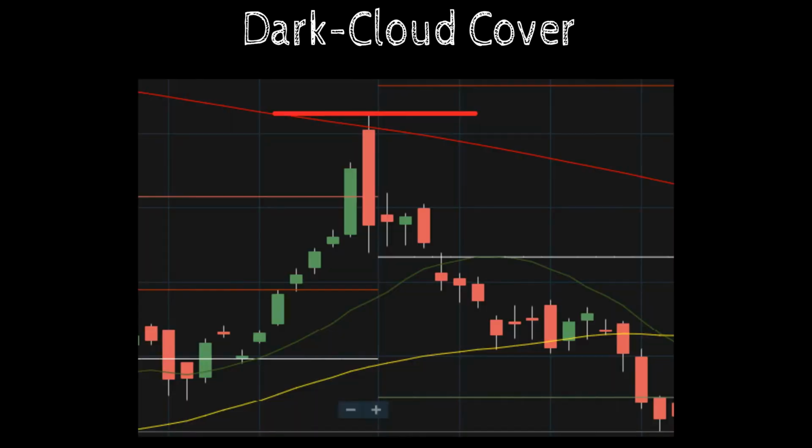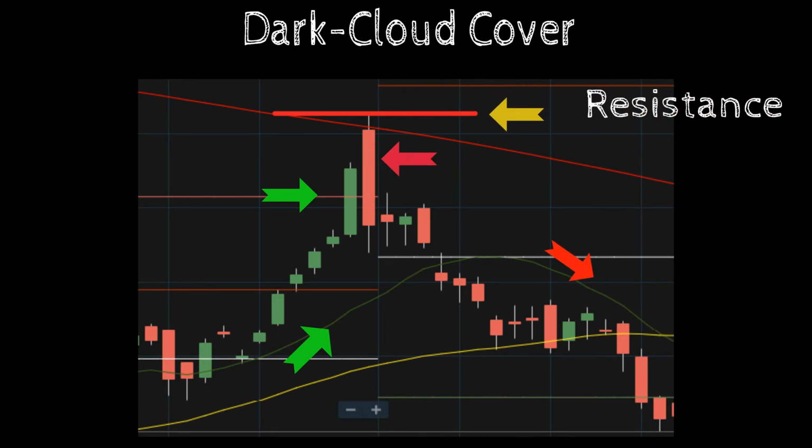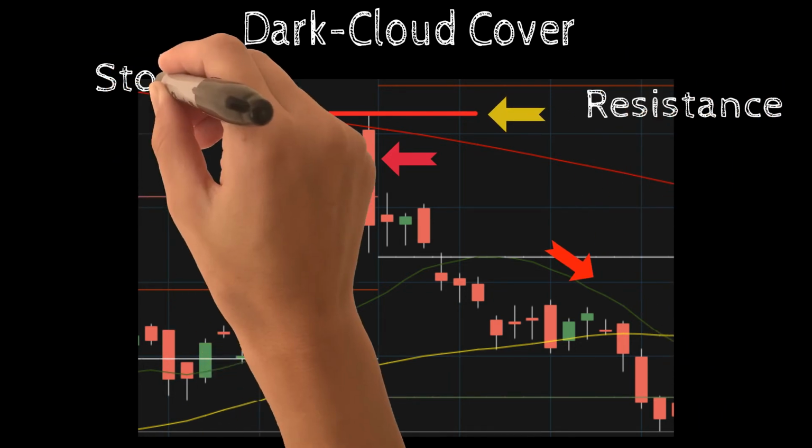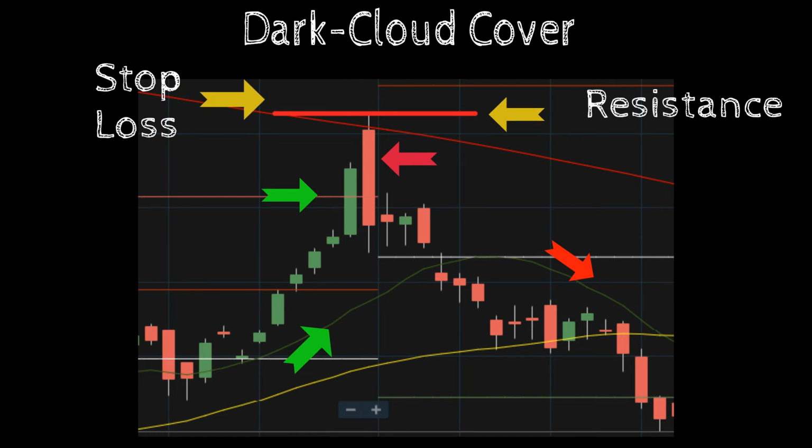Here is an example of dark cloud cover. As you can see, the market was in an uptrend and formed a strong bullish candle on the end day of its bullish run. The bullish sentiment continued the next day and the market opened gap up. But now the bulls started to lose control as the selling pressure intensified and the market closed deep into the green candle. Now the top of the two candles acts as a resistance, and a trader can enter into the trade by keeping the stop loss just above the resistance.